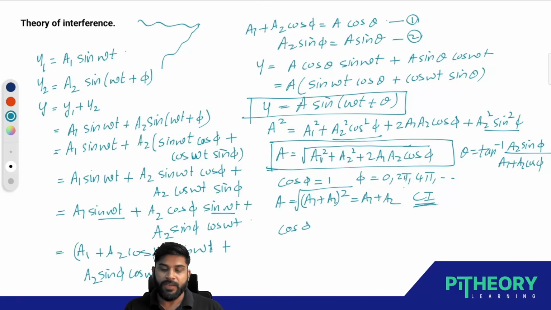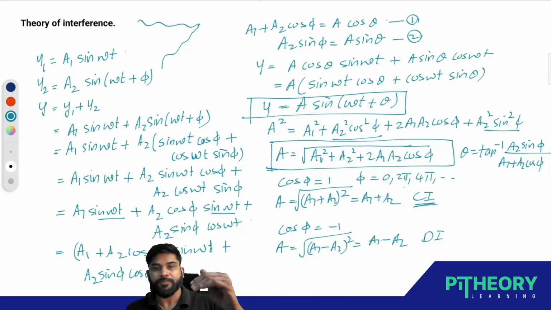Now, when cos phi is equal to minus 1, what will happen? The resultant amplitude will be equal to the square root of (A1 minus A2) whole square, which is A1 minus A2. This condition is what we call destructive interference, where one wave actually destroys the other. This is like when the first wave is out of phase with the second wave, or the crest of one wave is superimposing with the trough of another wave. This is possible when the phase difference is an odd multiple of pi, so pi, 3 pi, 5 pi, etc.